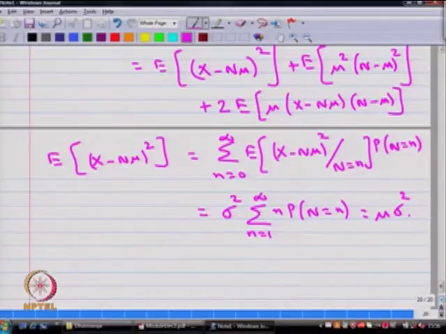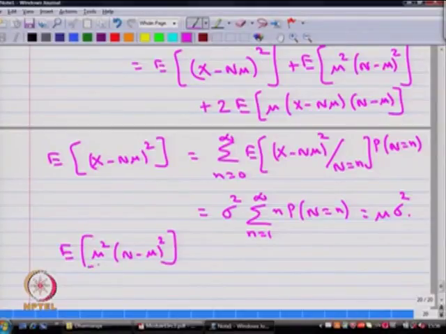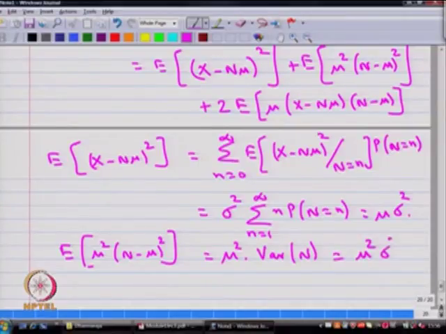Similarly, you can work out the second expectation, that is expectation of mu square multiplied by n minus mu whole square. That is same as mu square is constant, the expectation of n minus mu whole square, that is nothing but the variance of the random variable N, and the variance of the random variable N is sigma square. Therefore, it is mu square sigma square.